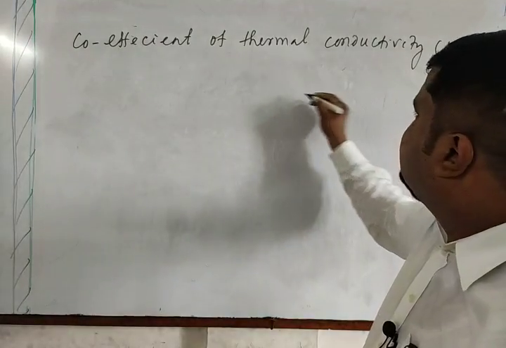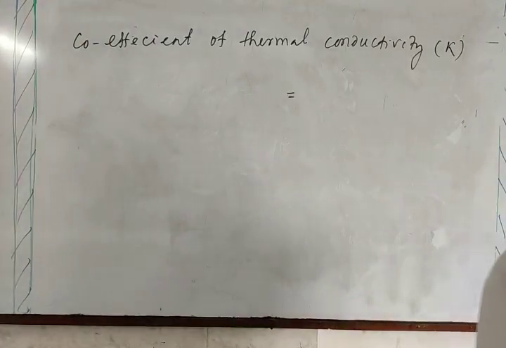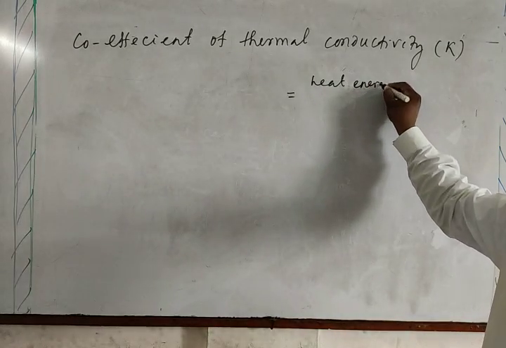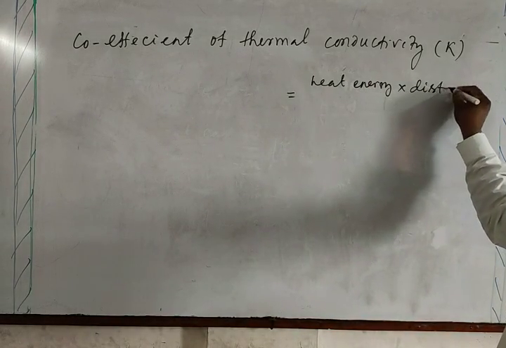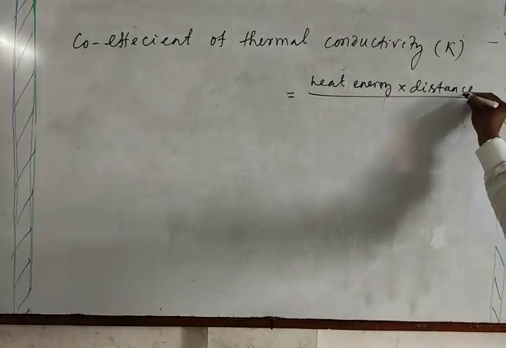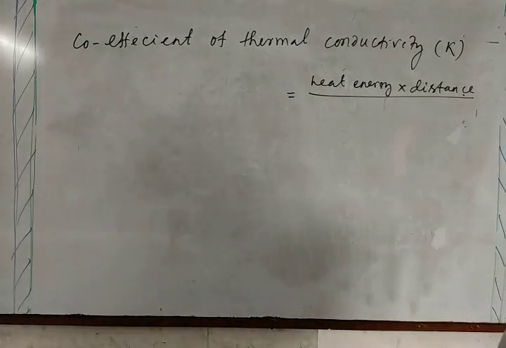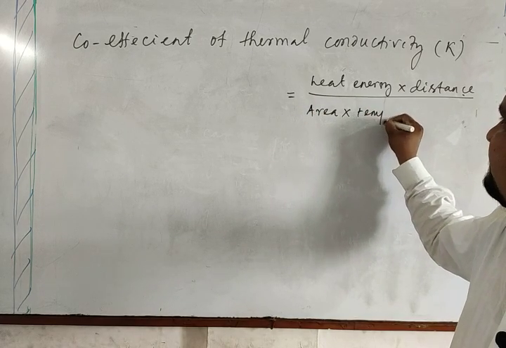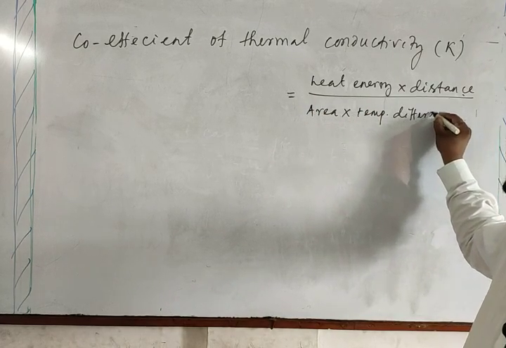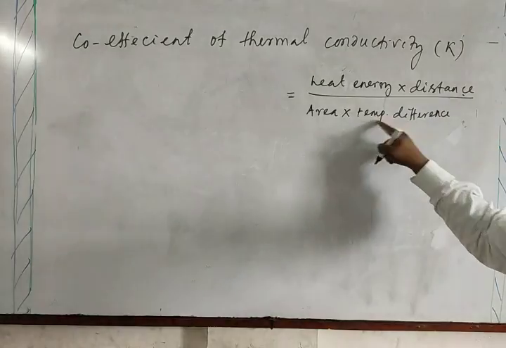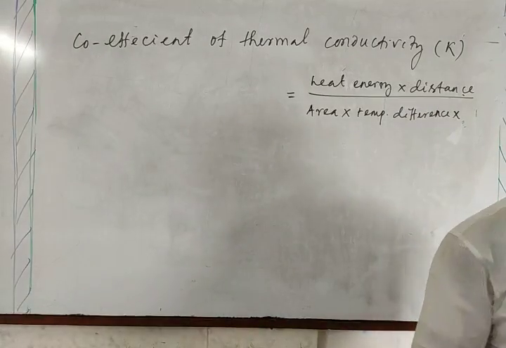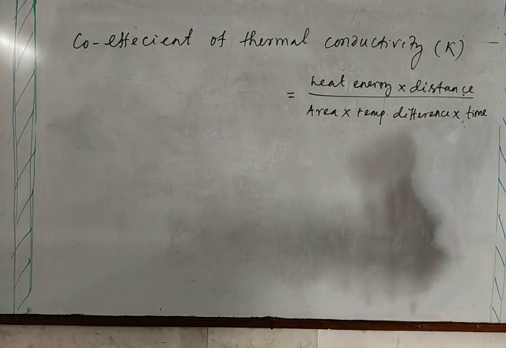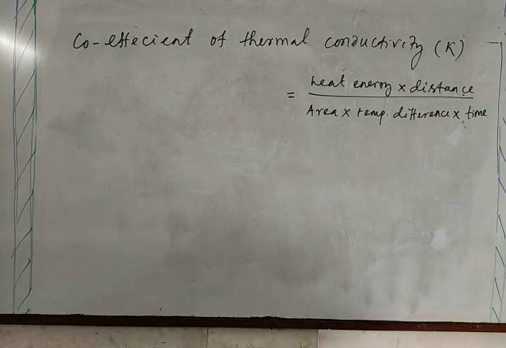So the formula for the coefficient of thermal conductivity is the heat energy into the distance or length, divided by area into temperature difference, and the next parameter is the time. So this is your time.